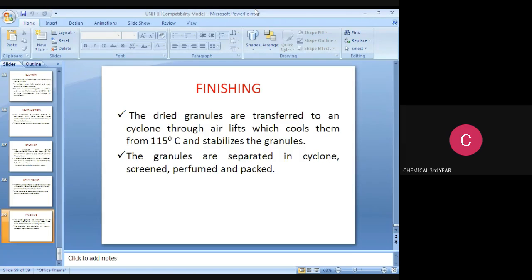Finishing. The dried granules are transferred to a cyclone through air lifts, which cool them from 115 degrees Celsius and stabilize the granules. The granules are separated in cyclones, cleaned, pumped, and packed. This is the manufacturing process of detergents.